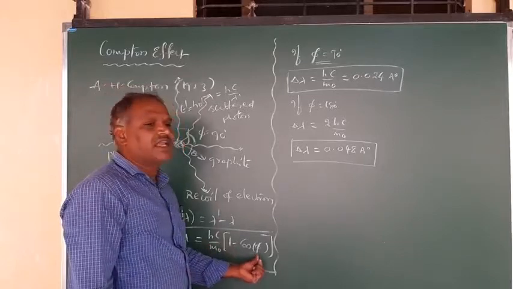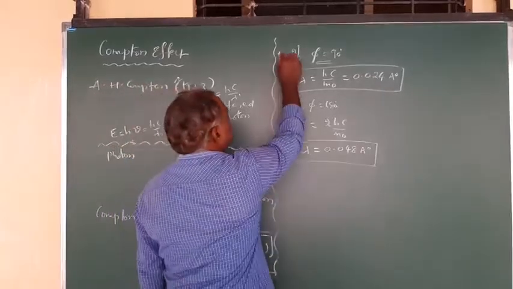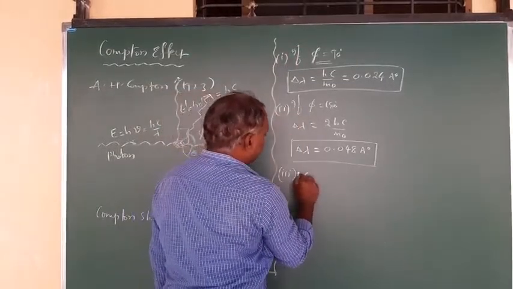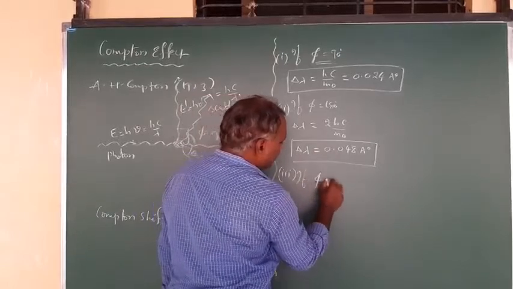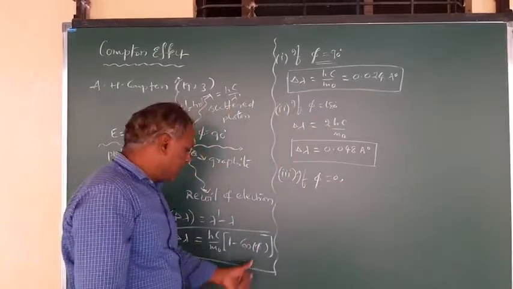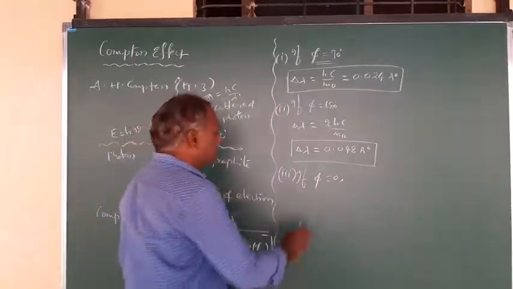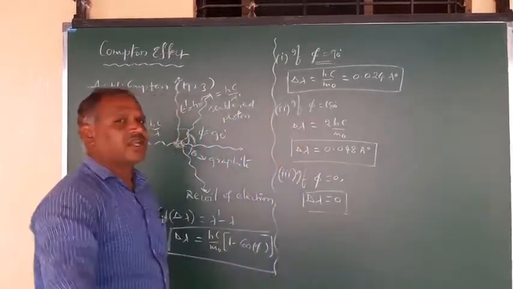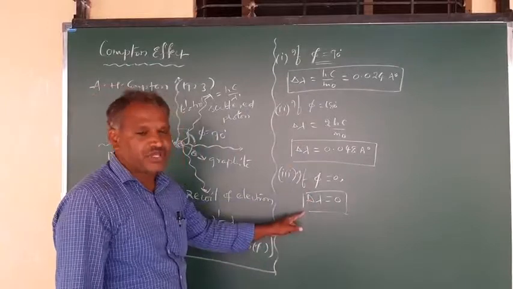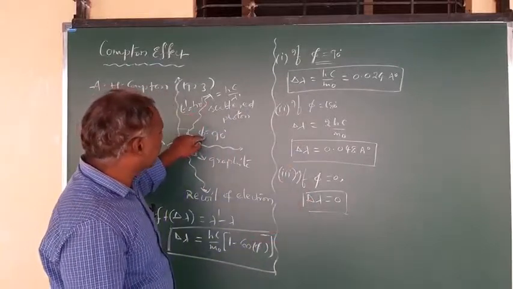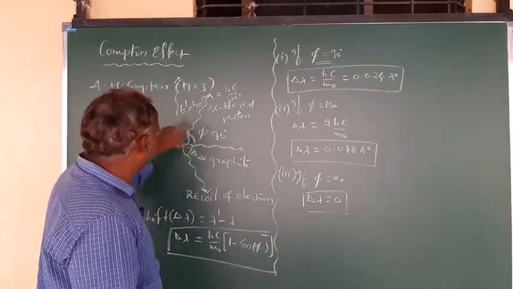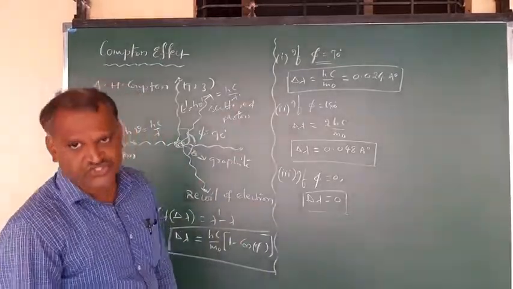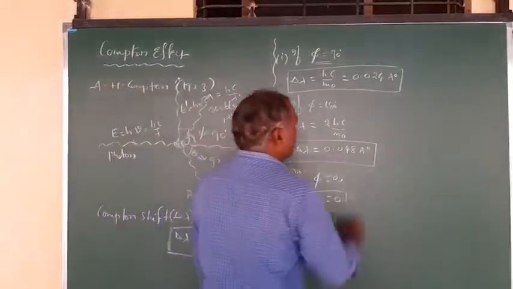Now the third case: if the scattering angle is equal to 0, then cos 0 is 1, and 1 minus 1 is 0. That means the delta lambda, the Compton shift, is 0. There is no scattering taking place and no Compton effect is observed. Whenever the scattering angle is 0, the scattered photon and incident photon are along the same direction, and in that case the Compton effect does not exist. So remember these observations.